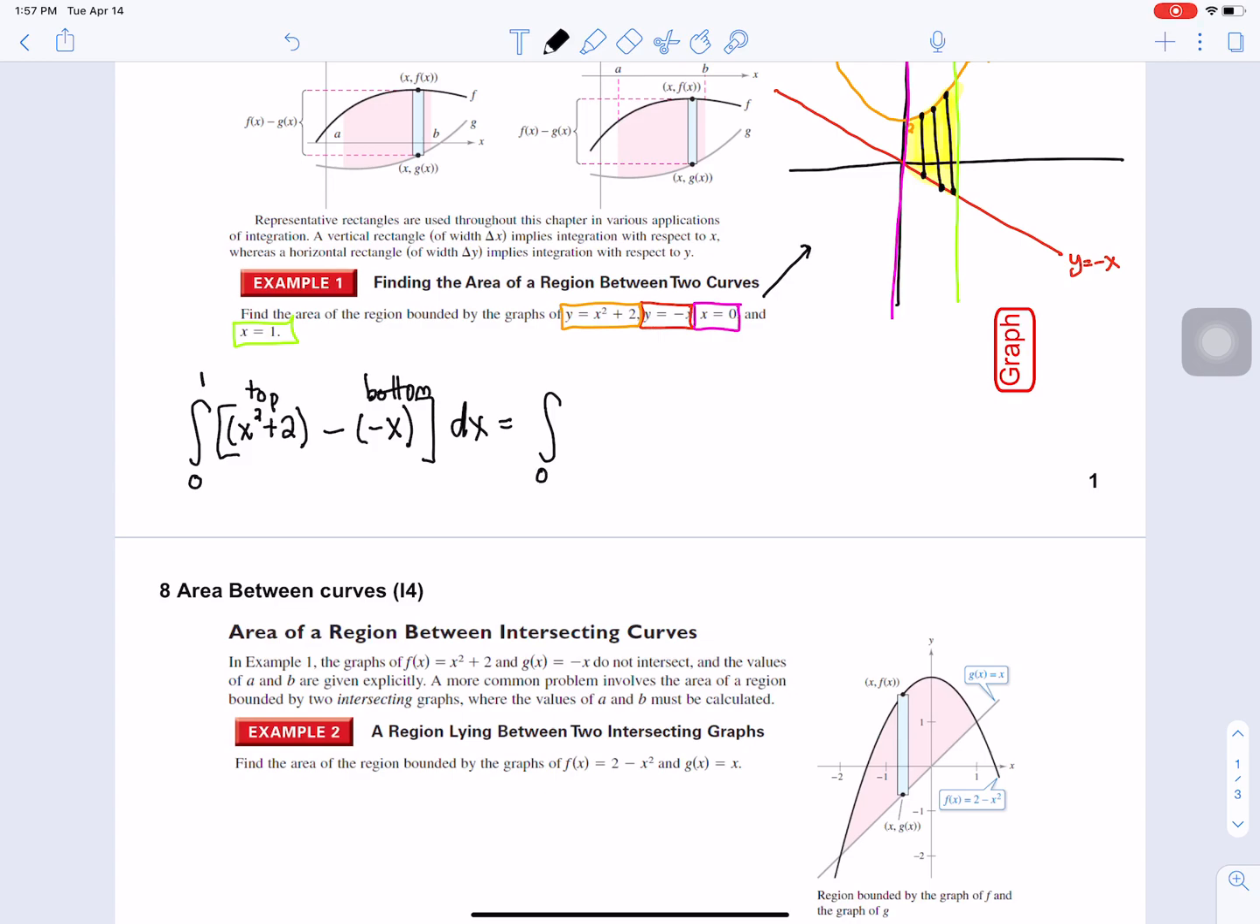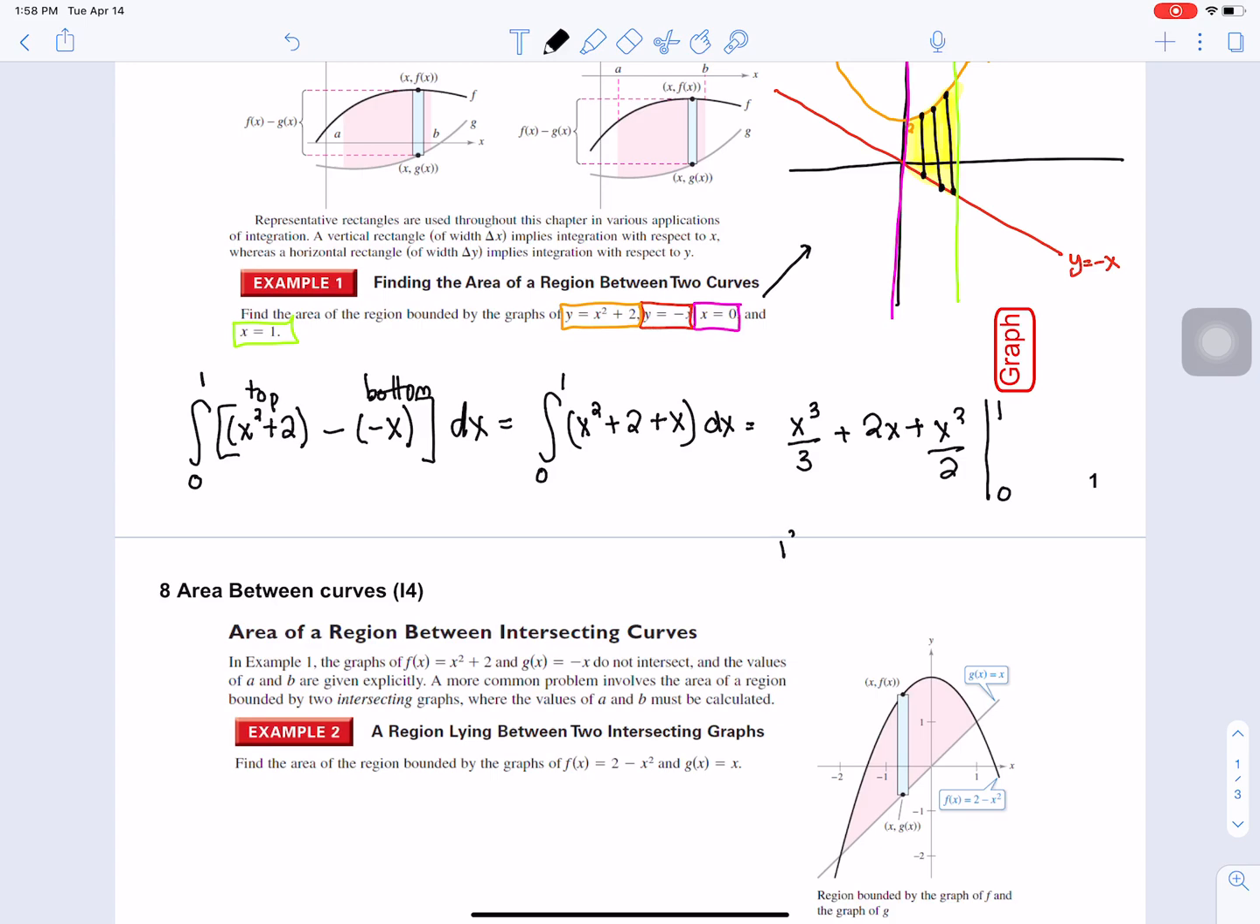So the integral from 0 to 1 of x squared plus 2 plus x dx. Now I'm ready to integrate. So add 1 to the exponent, divide by that number, plus 2x plus x squared over 2. And I want to evaluate that from 0 to 1. So I sub in the top value, sub in the bottom value, and then subtract.